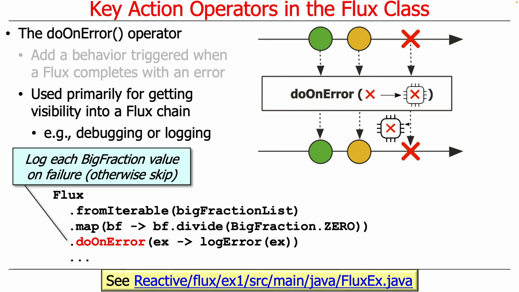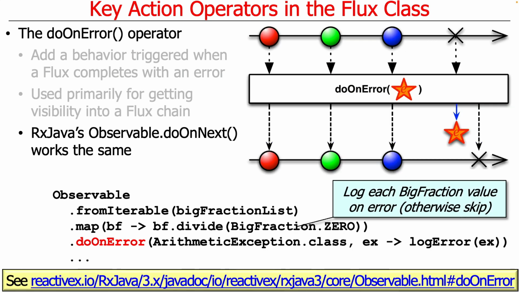So here's an example, just for kicks. We're going to take our big fraction list, and we're going to turn it into a Flux stream. And then we're going to go ahead and take each big fraction and try to divide it by 0, which, of course, is not going to get us very far. It's going to blow up very quickly. And what will happen in that case is doOnError will be called, and then we will take the error that came through, which will be the exception, which will probably say something like arithmetic exception. That's what we're going to end up logging. So you'll notice that doOnNext took a successful value that came through the Flux. doOnError takes an exception or error value that came through, and we're going to log that as well.